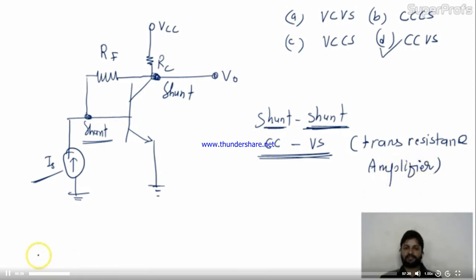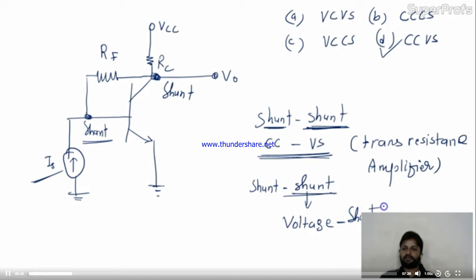Okay, friends. And the other name of shunt is, first I'll consider the output. What is the output? Shunt. Who is the shunt at the output stage? Voltage. So I'll call it voltage. Now input. Input is shunt. So this is voltage shunt.